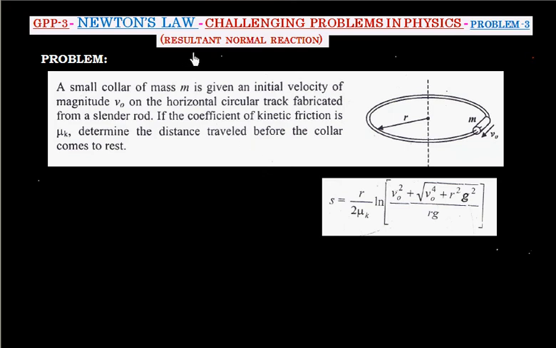Now this problem is related to resultant normal reaction. Let us read this problem. So we have been given a collar. This collar is moving on a circular track. Mass of collar is m, that is given.